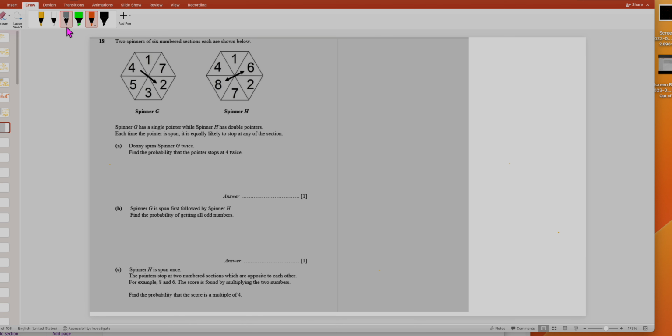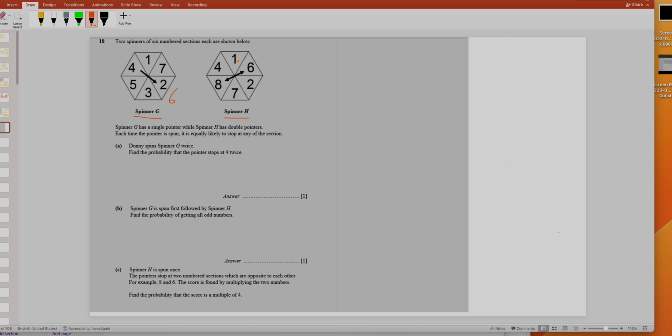Yeah, nice. Okay. So over here it says you have spinner G, you have spinner H. Then they say each time the pointer is equally likely to stop at any of the sections. So how many possible outcomes here? You have 7, right? 6. 1, 2, 3, 4, 5, 6. Okay, 6. Yeah. So you need to count.